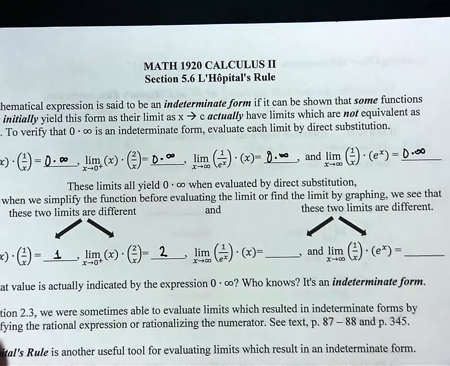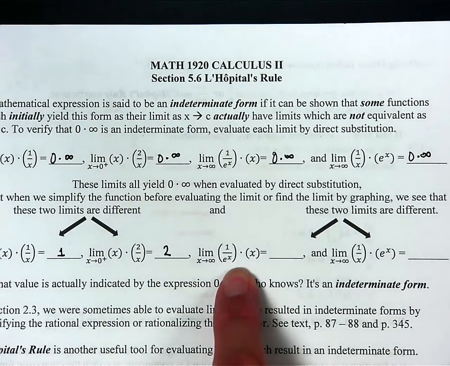But when you graph this function, y equals x over e to the x, and trace it out to the right, do your y's seem to be approaching some limit?